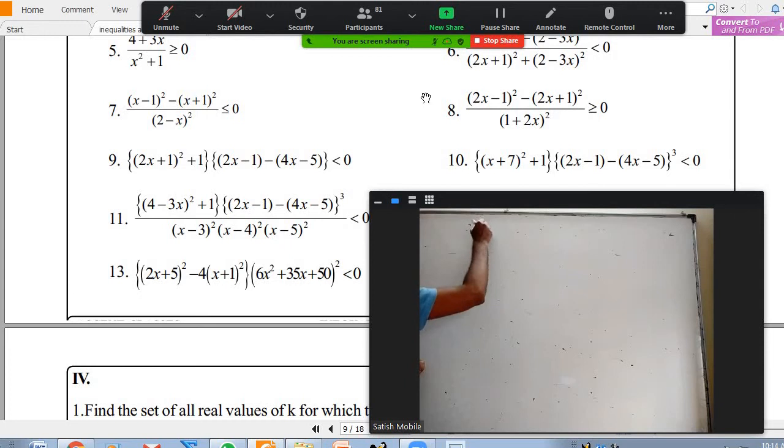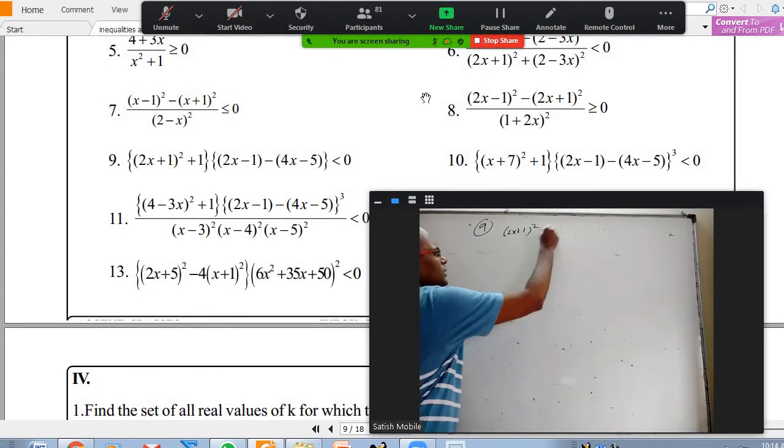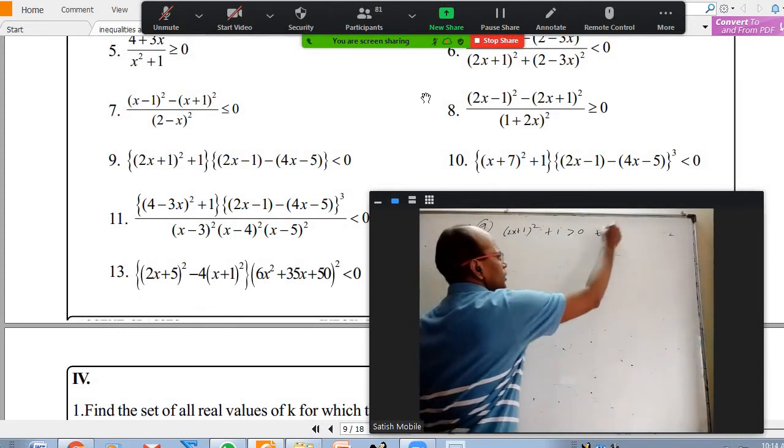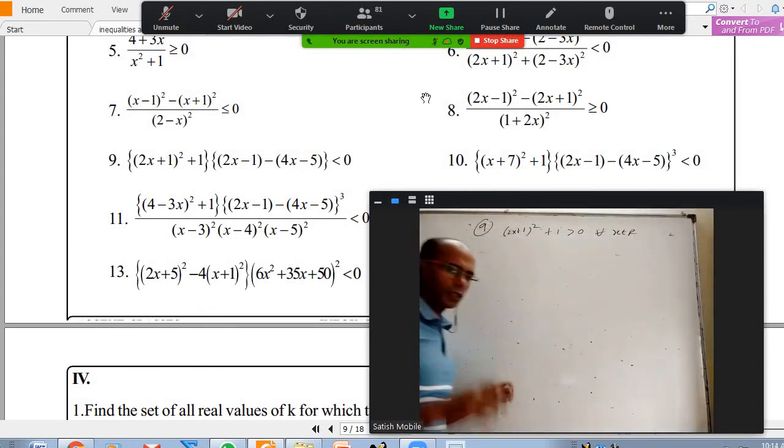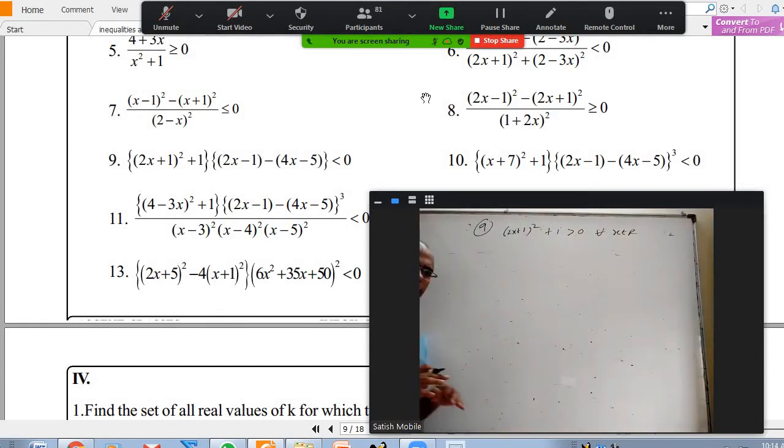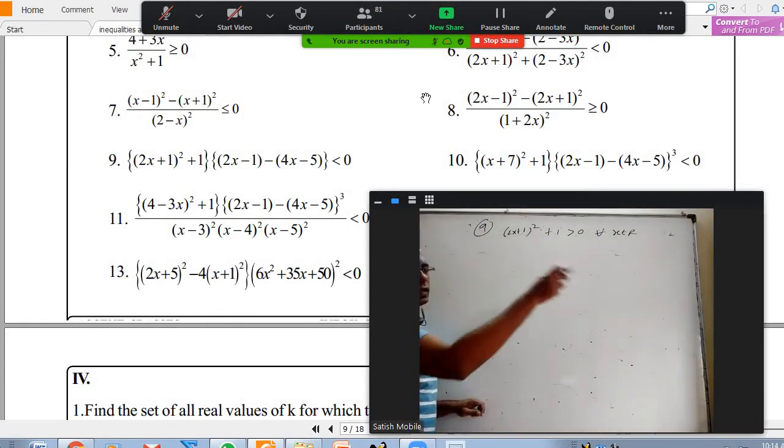Okay, ninth one, 2x plus 1 whole square. If it is only 2x plus 1 whole square, it is greater than or equal to 0. But if plus 1 is also there, it is always greater than 0 for all x belonging to real numbers. Whatever real number you take, it is positive. It cannot be 0, it cannot be negative. It is a positive number, I can divide with that.